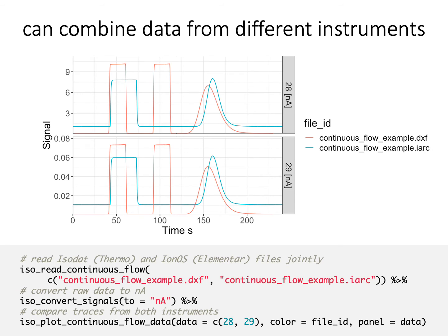This makes it possible to combine data from different instruments. Here is an example of reading in a data file from isodat together with a data file from Elementor, and then converting the raw signal intensities to nanoamps to be able to plot them together and compare them, because isodat reports data in voltages and Elementor reports data in currents. But isoreader is able to extract the resistor values of the operational amplifiers on the mass spec, and thus makes it possible to have this conversion take place automatically.